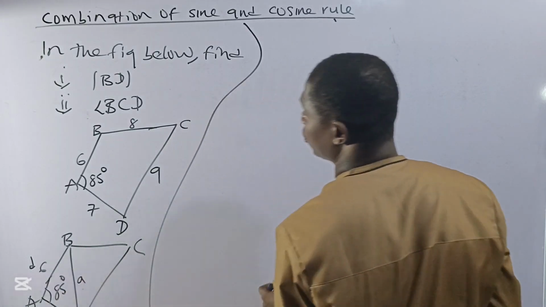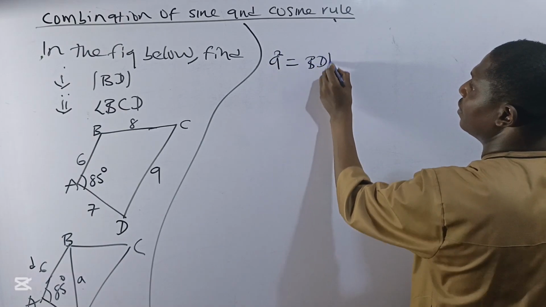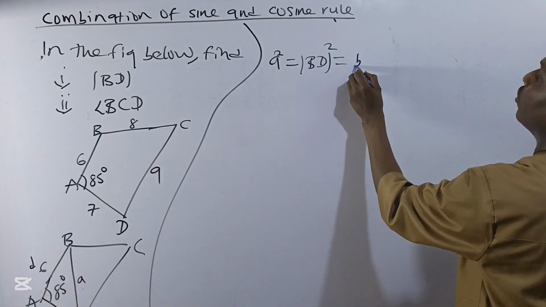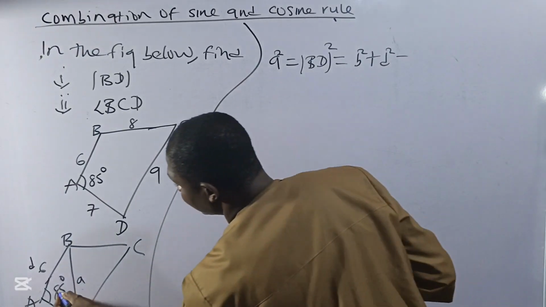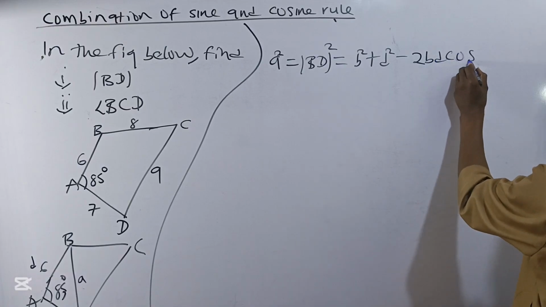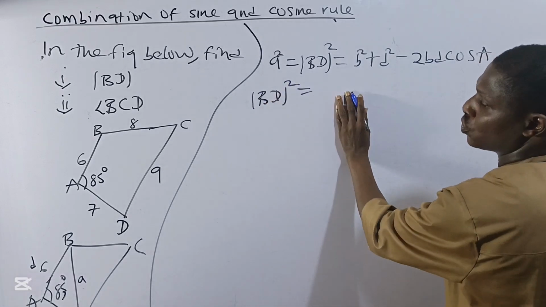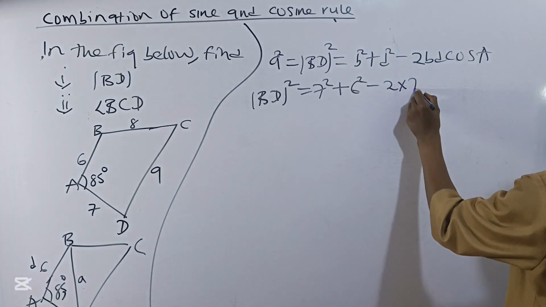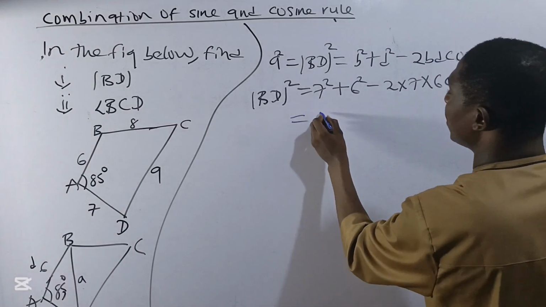And you can see that from this I can use my cosine rule to get my small letter a, which is equal to BD. So I can say small letter a square, BD square, equals b square plus d square, and the angle is less than 90, so I have minus 2bd cos capital letter A. So I have my BD square equal to, my b is 7 square, my d is 6 square, minus 2 times 7 times 6 cos 85 degrees.